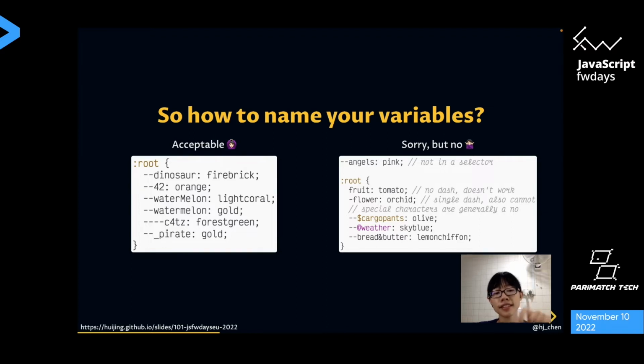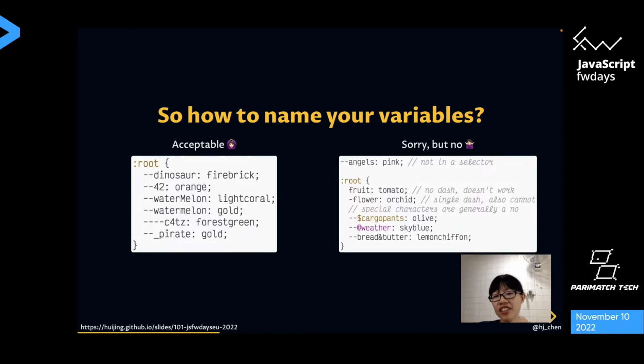It's also case sensitive, so water capital M melon is different from watermelon lowercase m. Multiple dashes, you can, as long as you have the first two, all the subsequent dashes, sure, good to go, do whatever you want. You can do double dash underscore pirate gold, that works. So those are the acceptable formats for names.